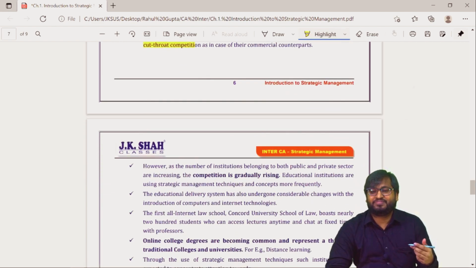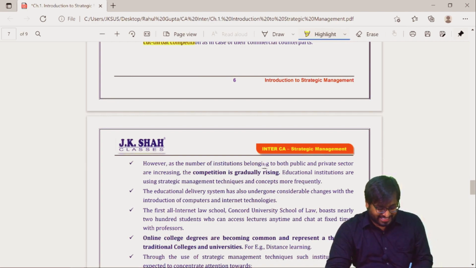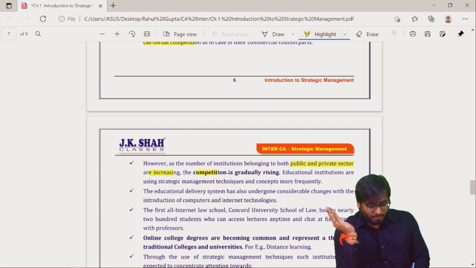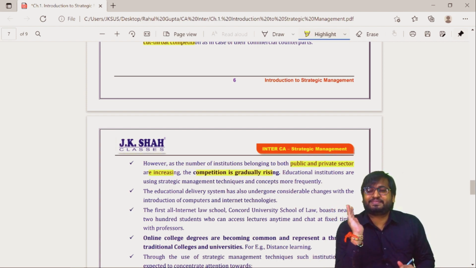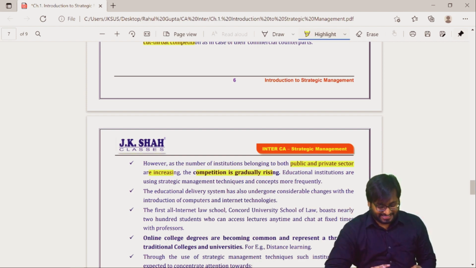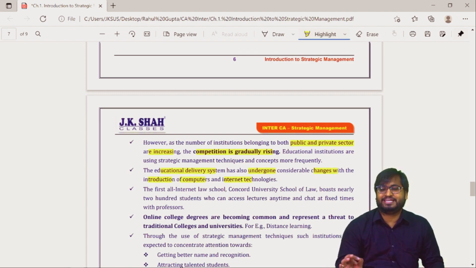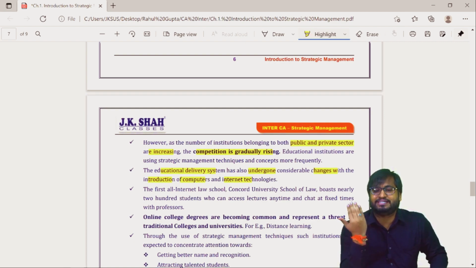Now I am changing my words. However, as the institutions belonging to both public and private sectors are increasing, since the number of private schools, private universities, private colleges have started opening up, the competition is also increasing, right? The educational delivery system has undergone change with the introduction of computers and the internet. So computers as well as the internet have both resulted in an entire shift of the education system.